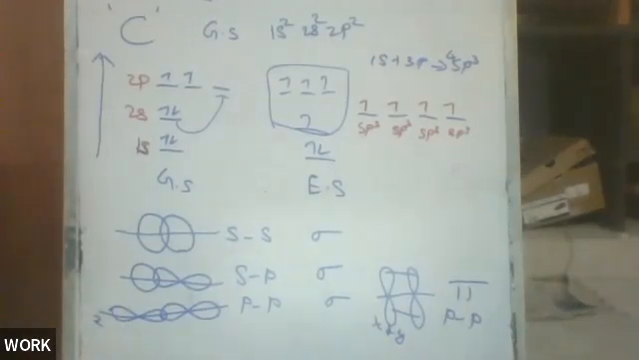So the atomic number of carbon is 6. Valence is 4. The electronic configuration is 1s2, 2s2, 2p2.